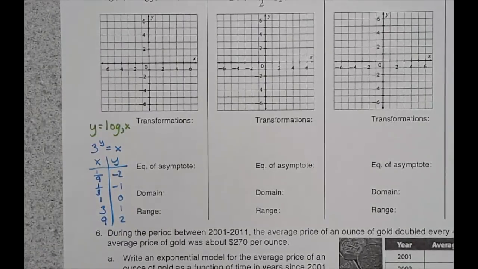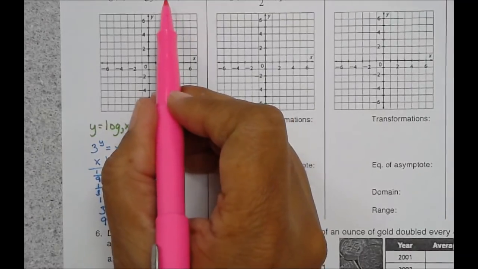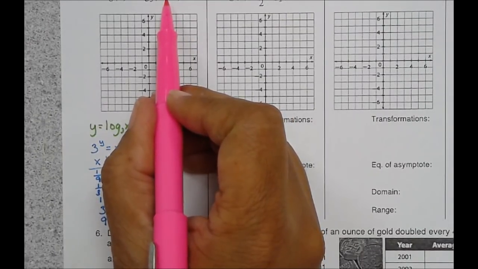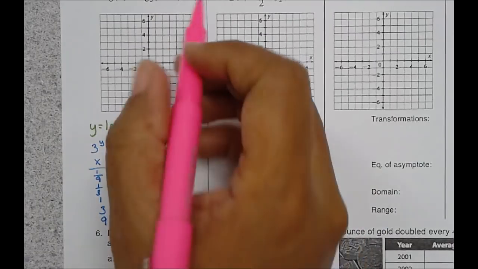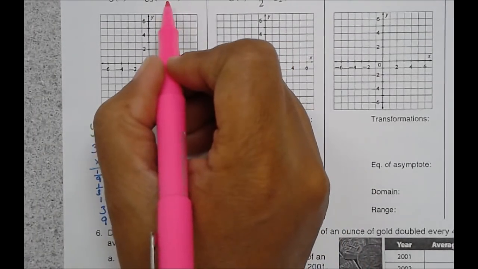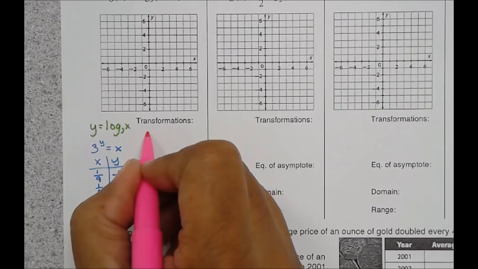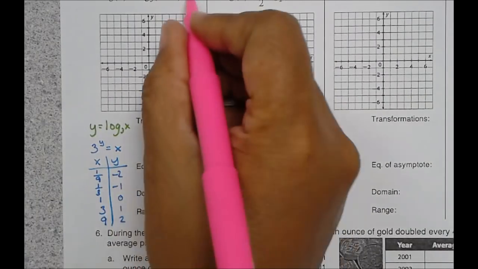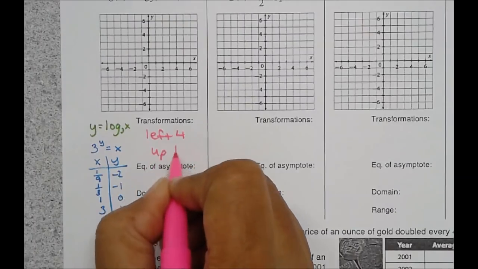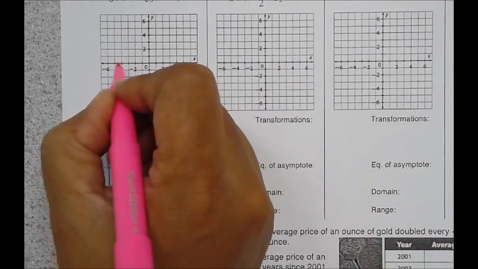All right, now we're going to go ahead and look at our transformations. So remember here we have a positive 4 and a positive 1. But when we write the transformations, it's opposite for the same. So opposite of positive 4 is negative 4. And so we're going to go negative 4, which means left 4. And the plus 1 makes it go up 1. All right, we're going to go left 4 and up 1.